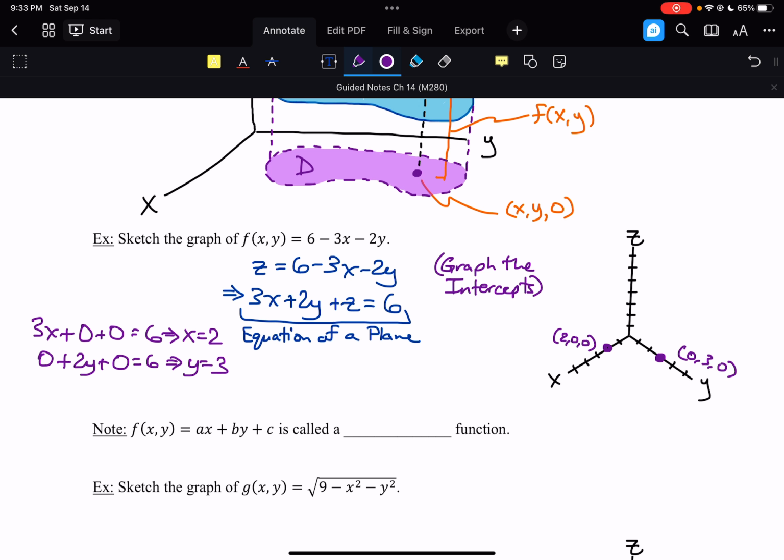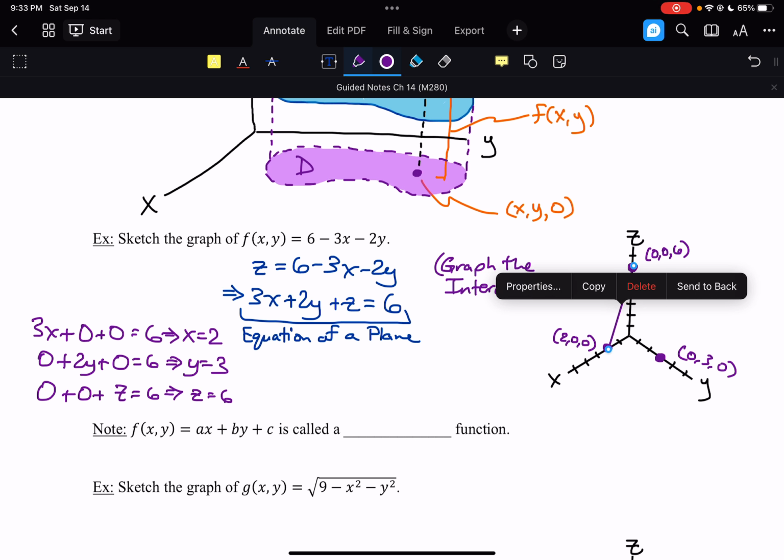And on the z-axis, that's again where x and y are 0. So we have right there, which gives us z equals 6. So we go up 2, 3, 4, 5, 6 to right there. That's the point 0, 0, 6. And we go ahead and connect the dots.